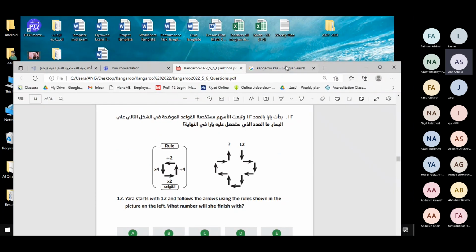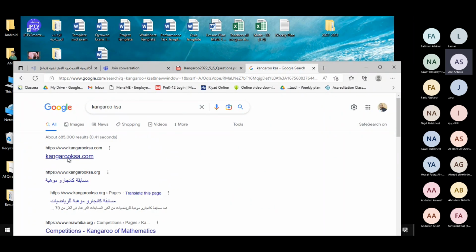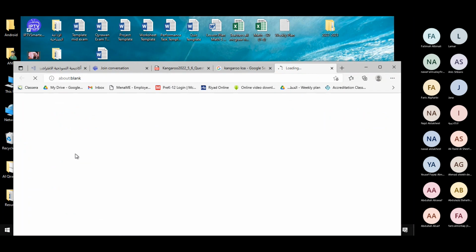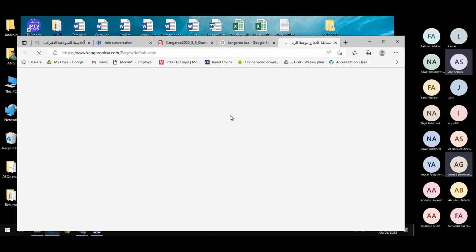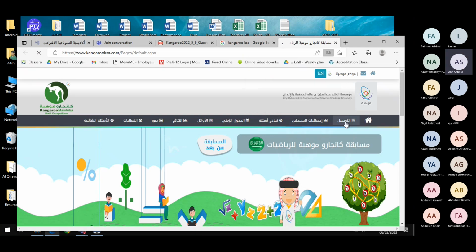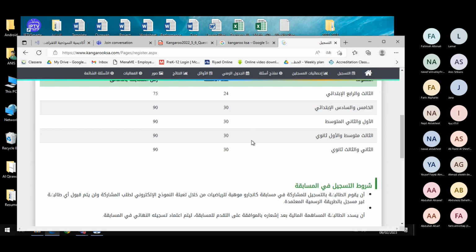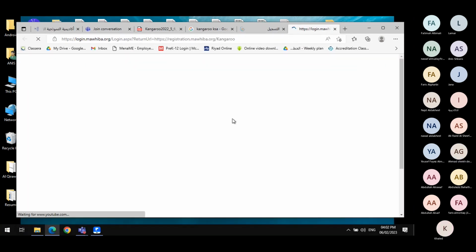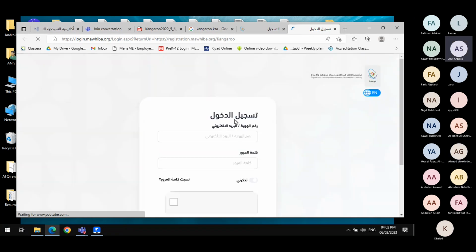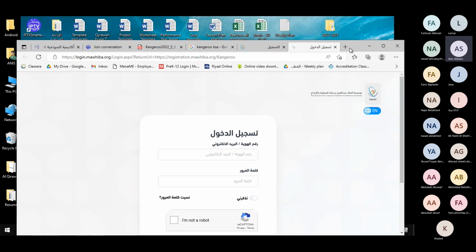And how to register? Simple steps: go to kangarooksa.com, and from there press the register button and put in your information. There is Arabic as well. And you're going to make a login. You log into your Mohiba account using your ID number or your email address, and of course the password that you all know, your own password.